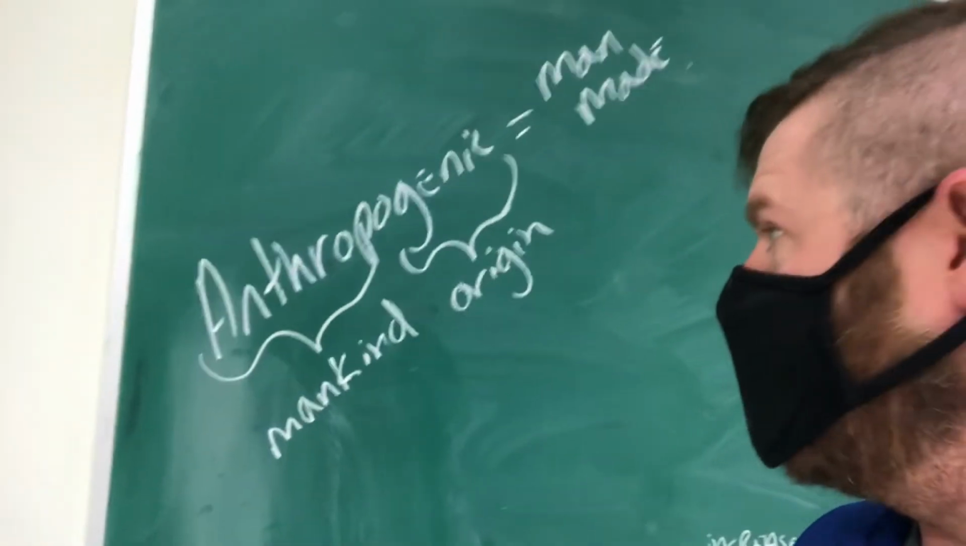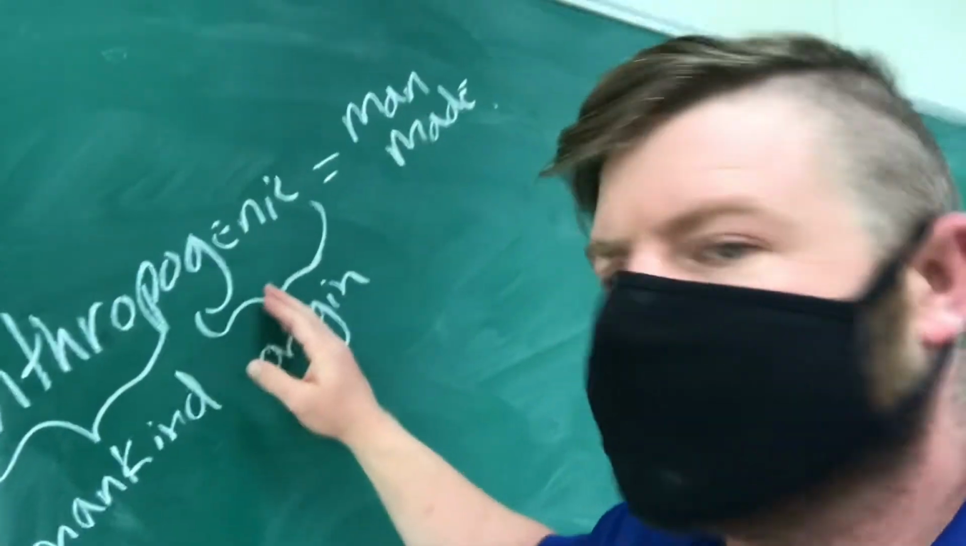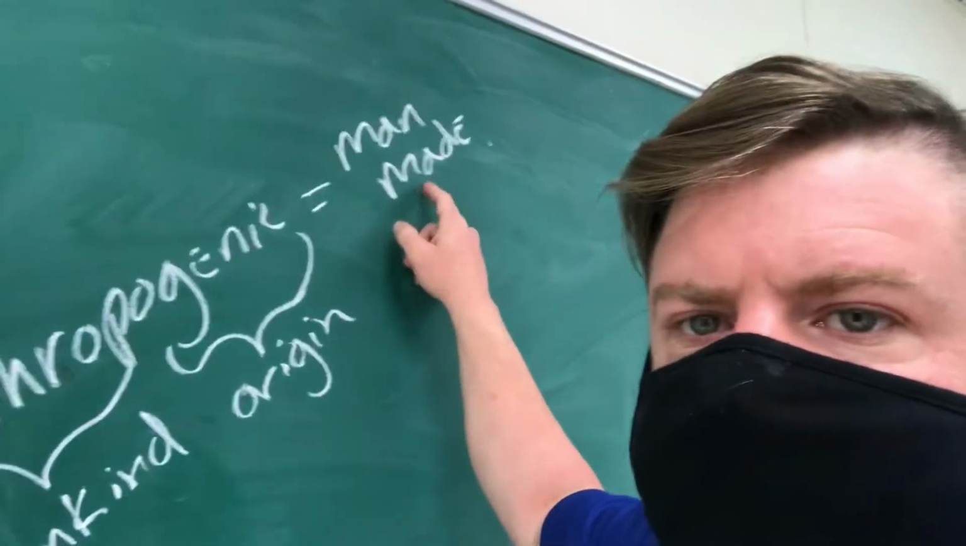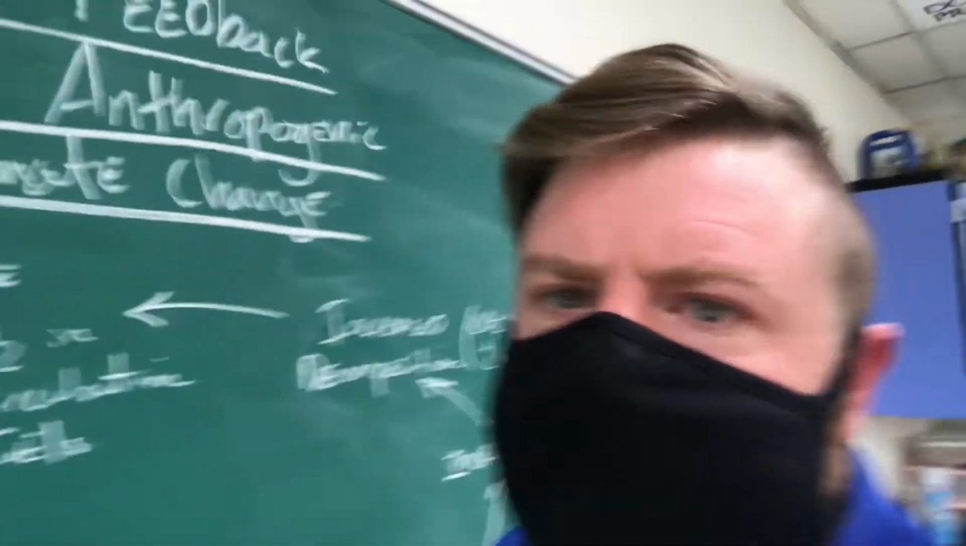Now, there's one of our words. So let me talk about what that word means off the top. Anthropogenic. Anthro meaning like mankind, genesis meaning origin. So what anthropogenic means is man-made, okay? So we're talking about the positive feedback loop in the instance of anthropogenic climate change.